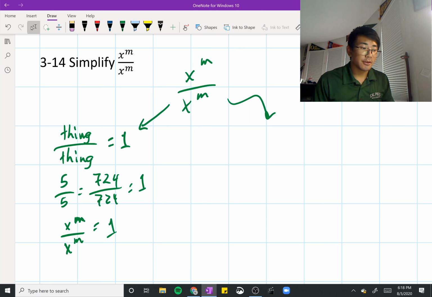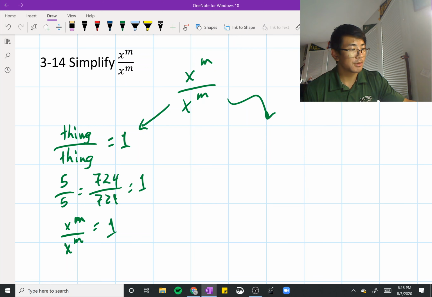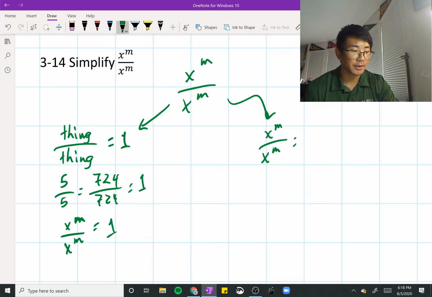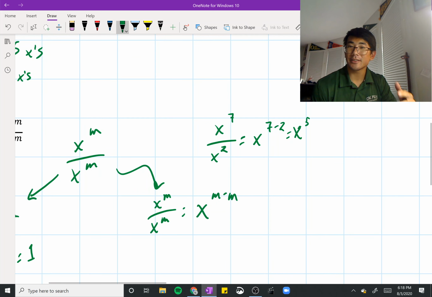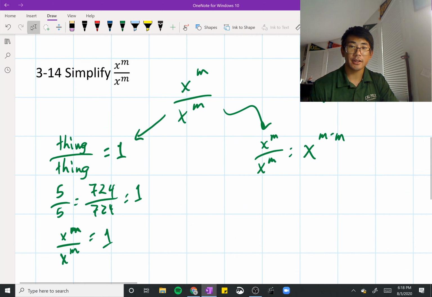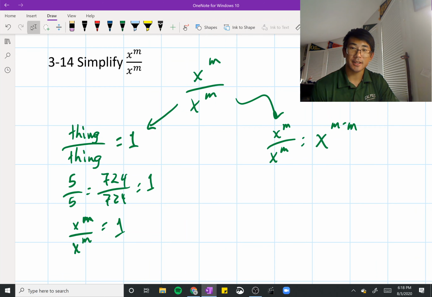And the idea here is that if I use that idea, this really just simplifies down to, or is equal to, excuse me, x to the m divided by x to the m is equal to x, and I will subtract the exponents. M minus m. Again, remember, if I had, say, x to the 7th divided by x to the 2nd, I would simply have x to the 7 minus 2, or x to the 5th. Oh, sorry, I covered that up right there. Alrighty, and so this would be exactly the same thing.